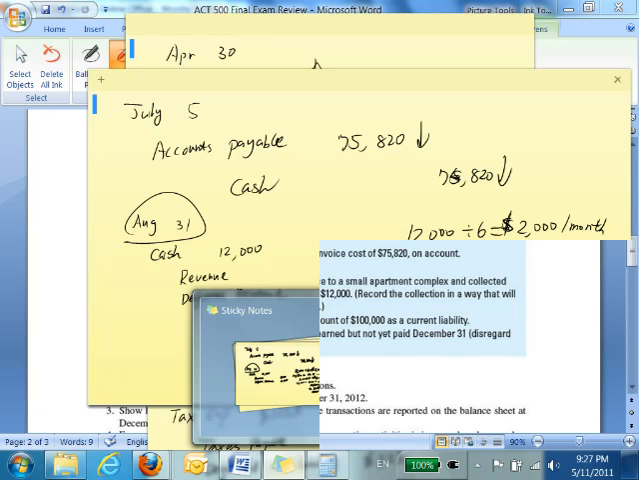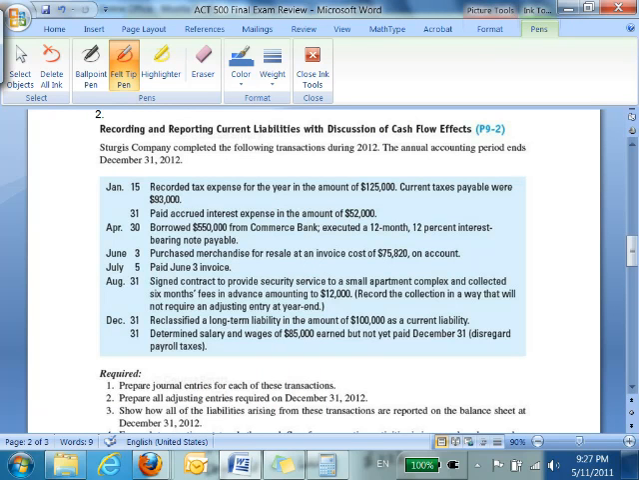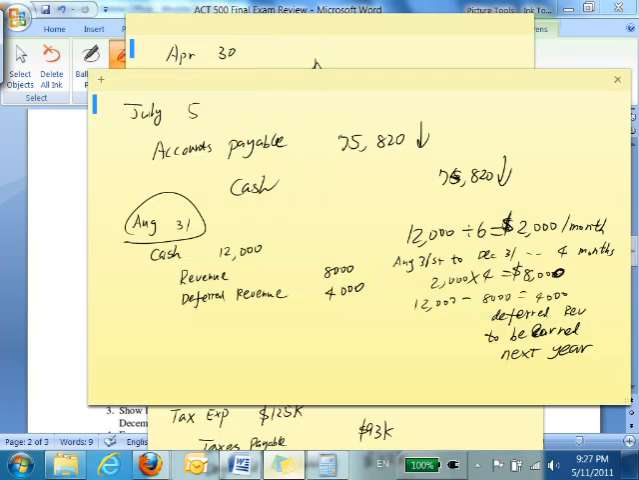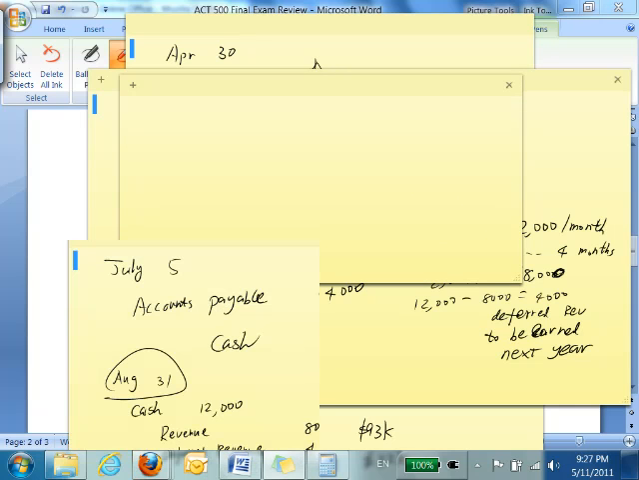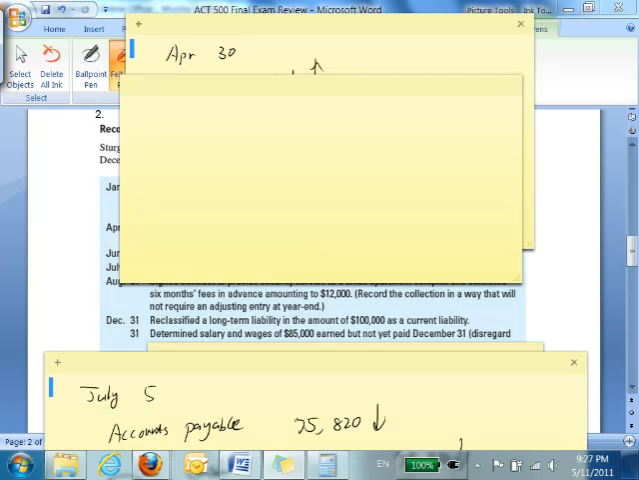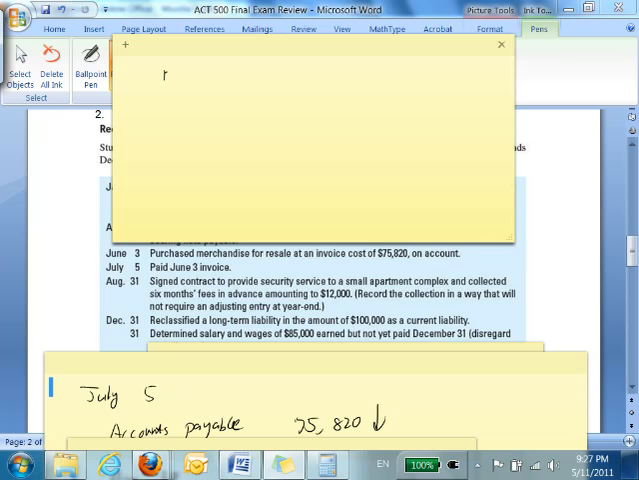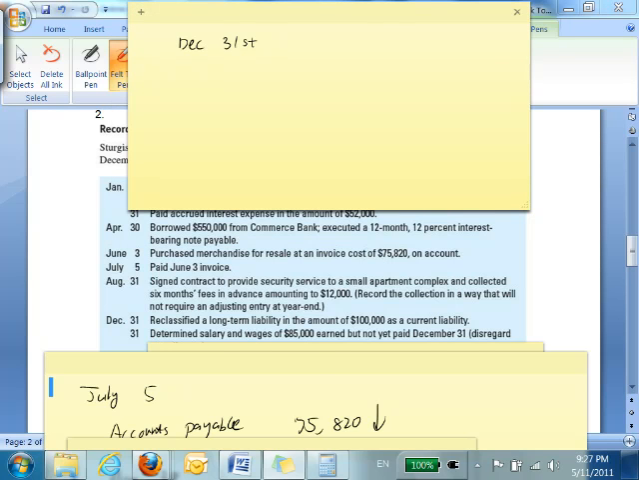Next, we are all set. I think the next thing is: prepare all adjusting entries required on December 31st, 2012. Adjusting entries. Okay. What about the transactions for December 31st? I'm doing it. I'm working on it right now, actually.